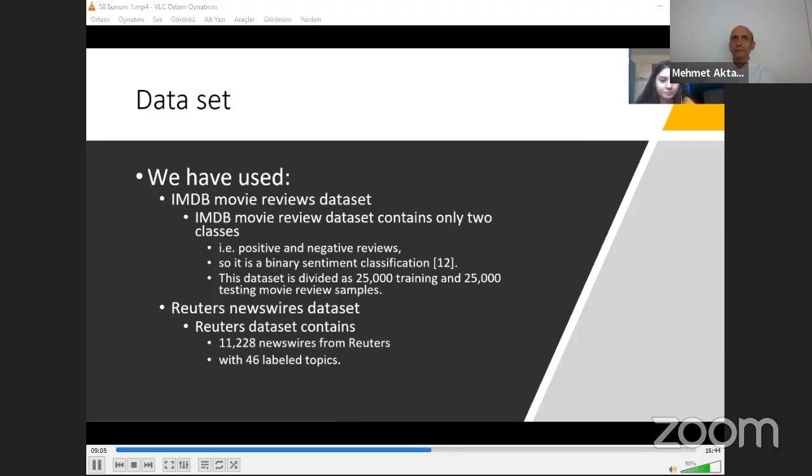our networks. And for multi-class classification, we use the Reuters newswires data set. So the Reuters data set contains overall 11,228 data samples. And it has 46 labeled topics. So that means that it has 46 classes. Therefore, it's used for multi-class classification.